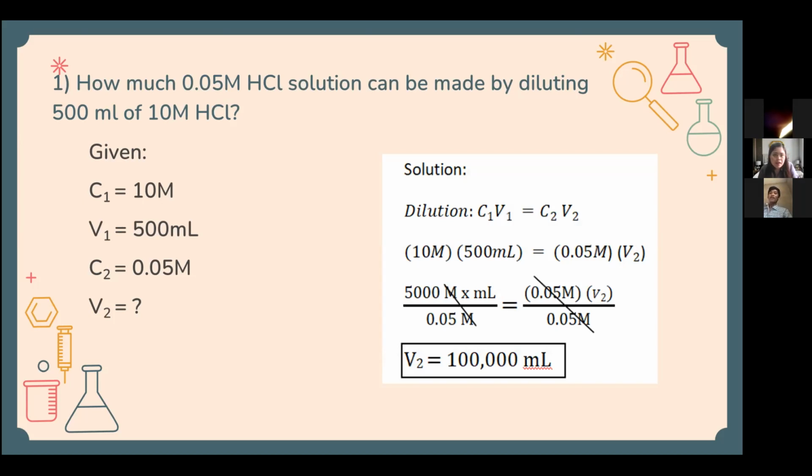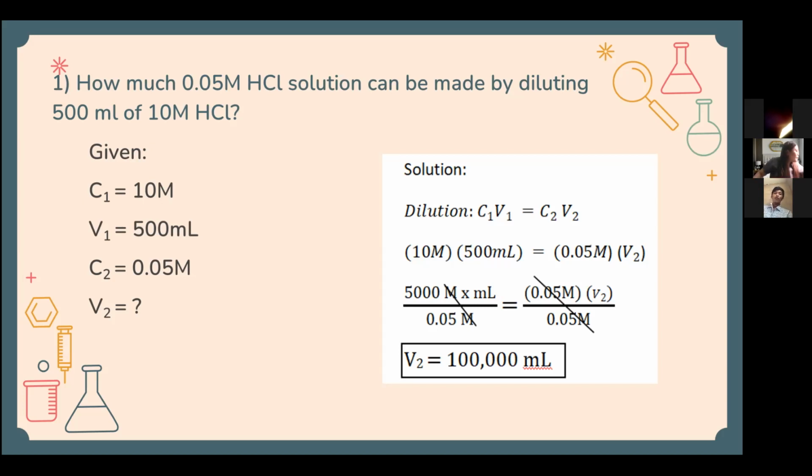To start with, C1, open and close parenthesis, 10 M, multiplied by V1, which is 500 mL, equals C2, which is 0.05 M, and just copy the V2. Then 10 M multiplied by 500 mL is equal to 5,000 M times mL, equals, just copy the 0.05 M and V2 as it is, because we cannot multiply the two.